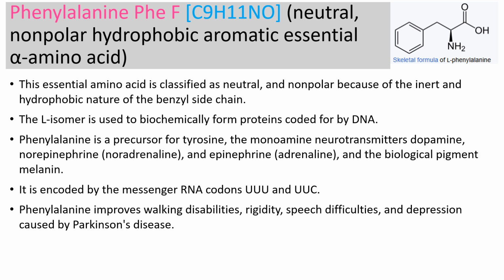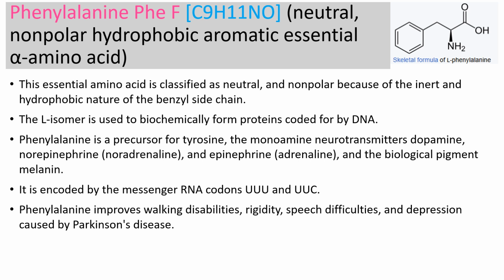This essential amino acid is classified as neutral, non-polar because of the inert and hydrophobic nature of the benzyl side chain. The L isomer is used to biochemically form proteins coded for by DNA. Phenylalanine is a precursor for tyrosine, the monoamine neurotransmitters dopamine, norepinephrine (noradrenaline), and epinephrine (adrenaline), and the biological pigment melanin. All right, so it is actually a precursor for tyrosine and the monoamine neurotransmitters, for dopamine, right?